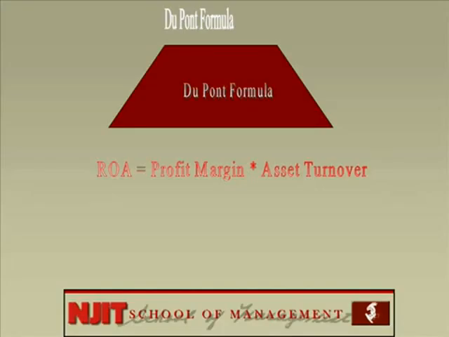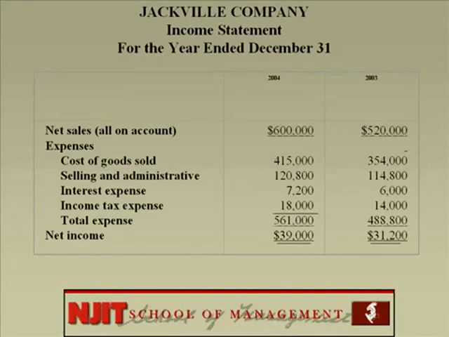So, your final conclusion is that overall A is doing better simply because they're using their assets far more efficiently than B. Now, we're going to use the problem on the next slide to understand and compute most of the ratios. Here's the problem.